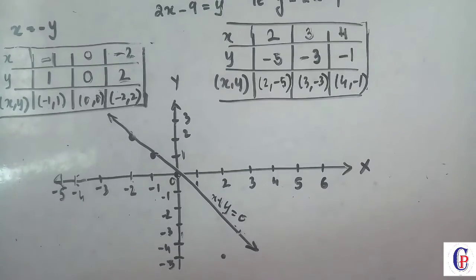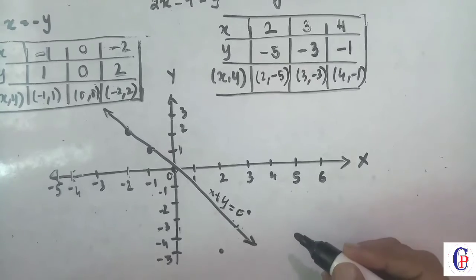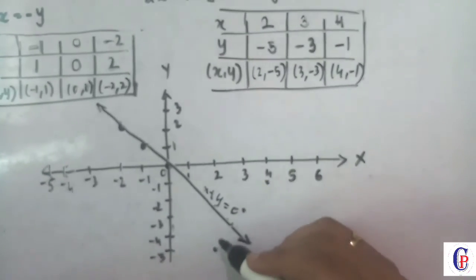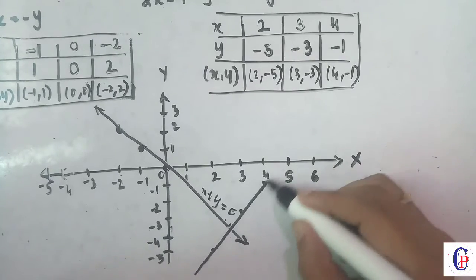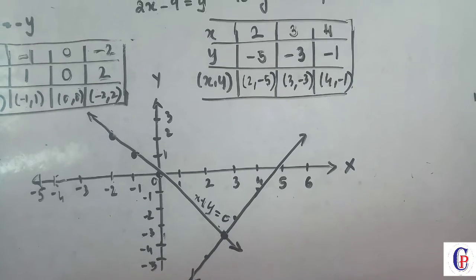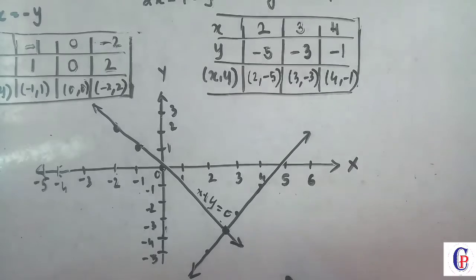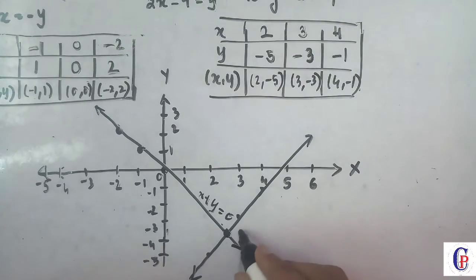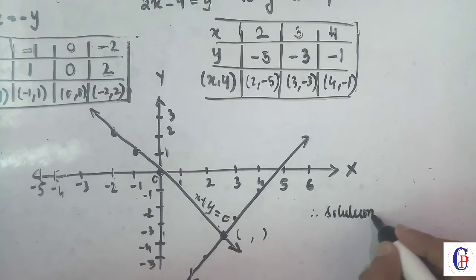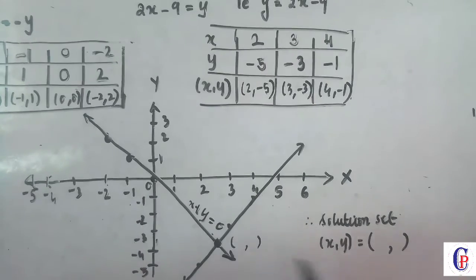So 2 comma minus 5, and the second point is 3 comma minus 3, and then the fourth is 4 comma minus 1. So we have the straight line. So what is the intersection point? That will be your answer. ये जो intersection point आएगा वो तुम्हारा आंसर होगा. पहले x का लिखना है फिर y का लिखना है, and then you will directly write therefore solution set x comma y is equal to जो भी यहाँ पर आंसर आया वो.